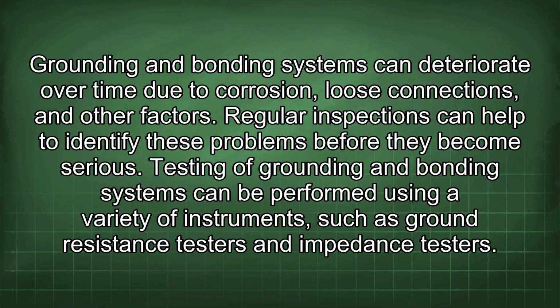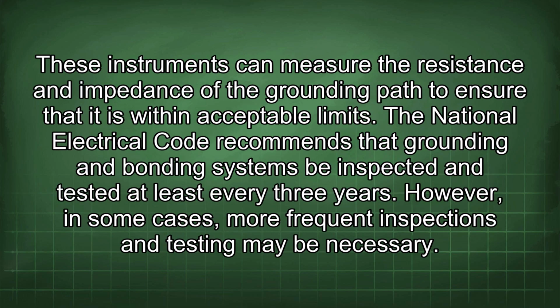Testing of grounding and bonding systems can be performed using a variety of instruments such as ground resistance testers and impedance testers. These instruments can measure the resistance and impedance of the grounding path to ensure that it is within acceptable limits. The National Electrical Code recommends that grounding and bonding systems be inspected and tested at least every 3 years. However, in some cases, more frequent inspections and testing may be necessary.